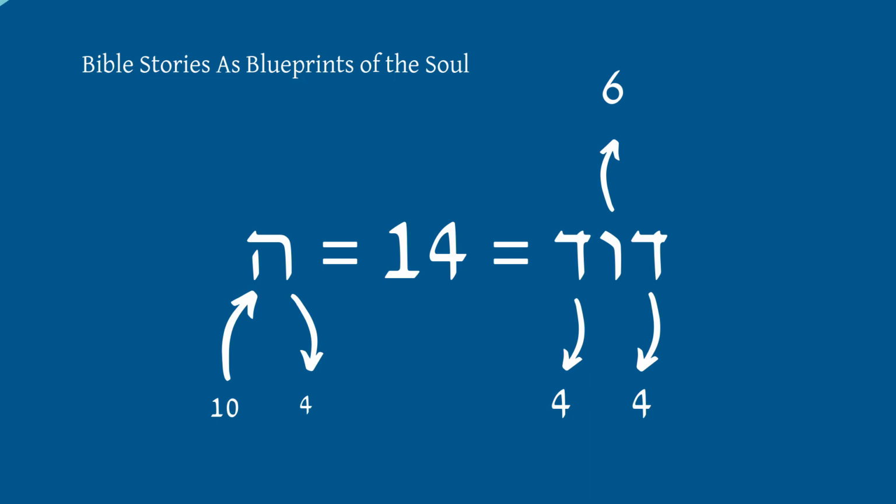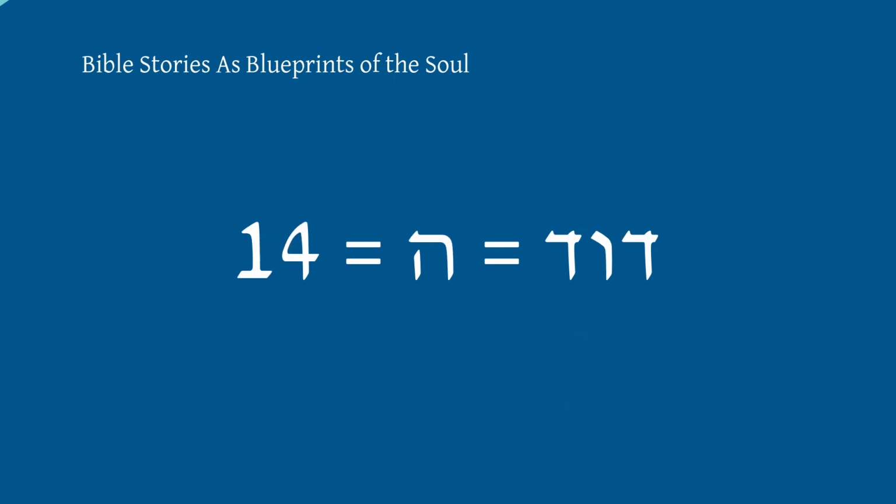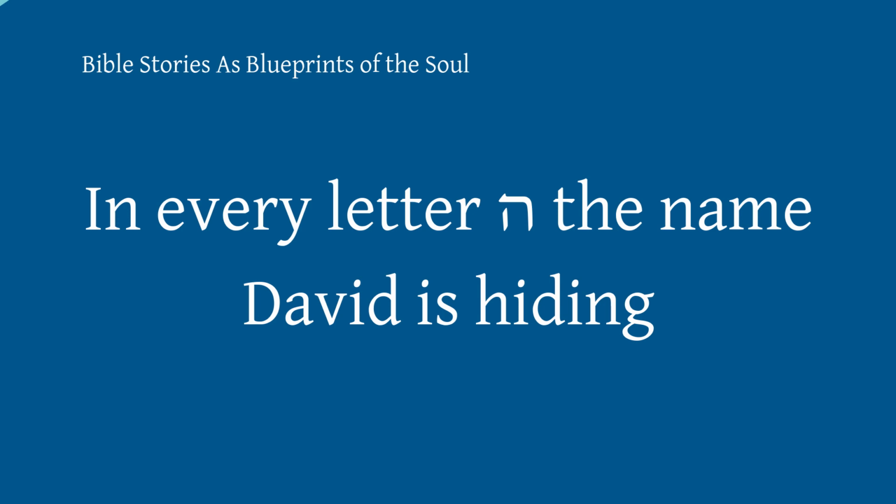So, on the right side of the equation, we see the name David, which is 14, and on the left side of the equation, we see the letter He, which also equals 14. So, in other words, what we want to say is in every letter He that we see in the Bible, we can penetrate inside of it and find the name of David implied. This is the first part of the conversation.